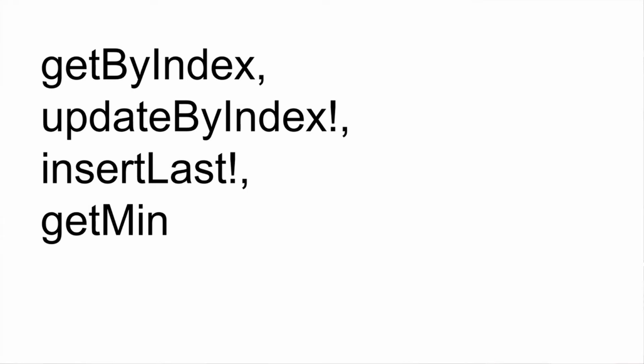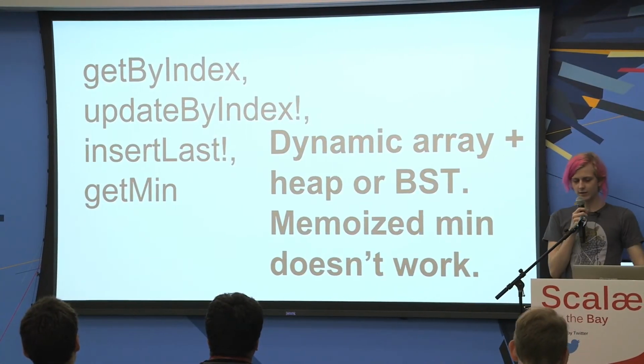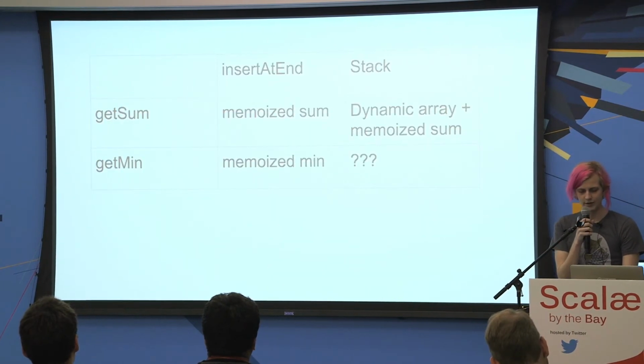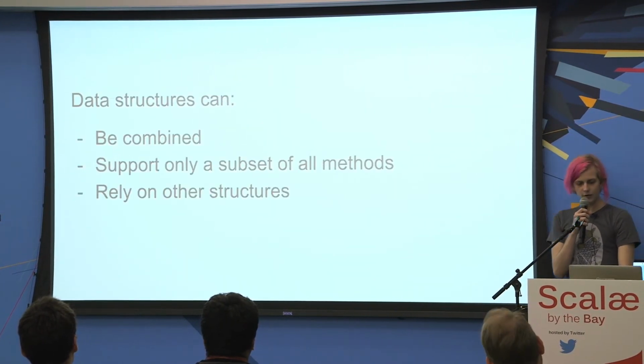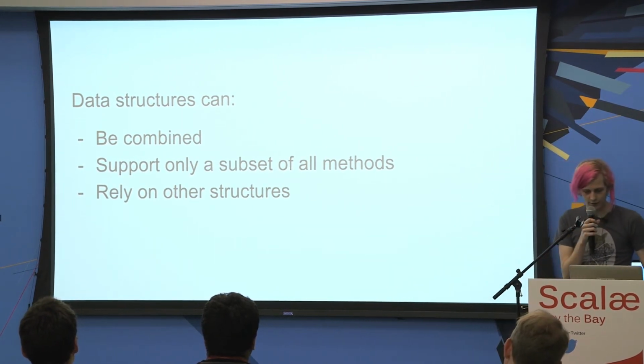So even though when we just had insert at end and get sum, and insert at end and get min, it looked like memoizing these things behaved exactly the same, it doesn't. So you'd have to use something like a heap or a binary search tree. Memoize min doesn't work. So the moral of the story is data structures are more complicated than just a table of things which you can look up and combine.